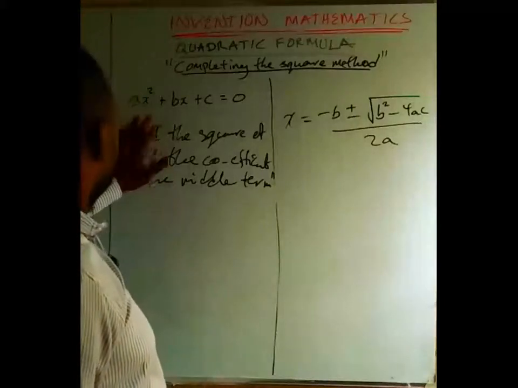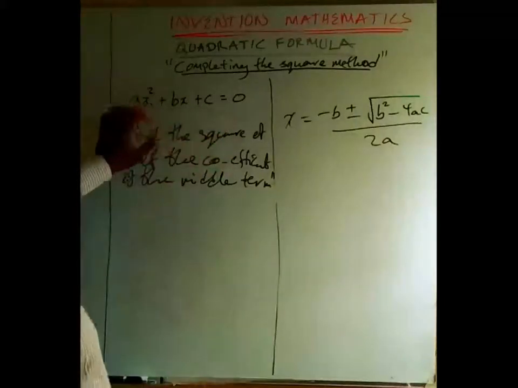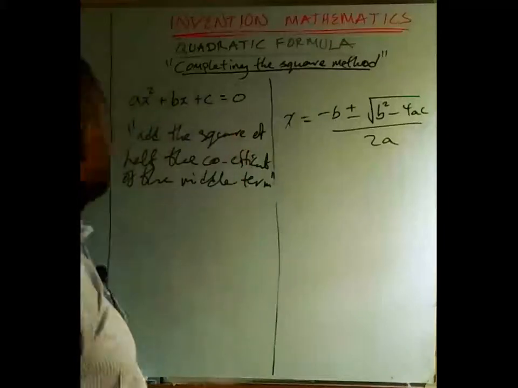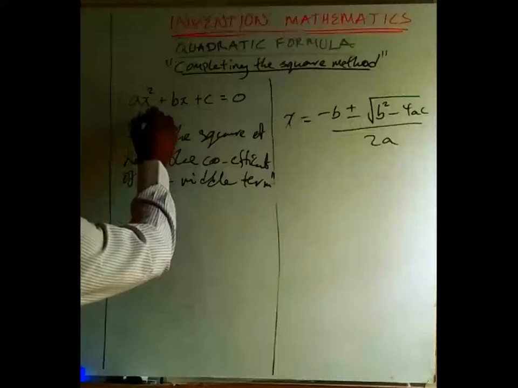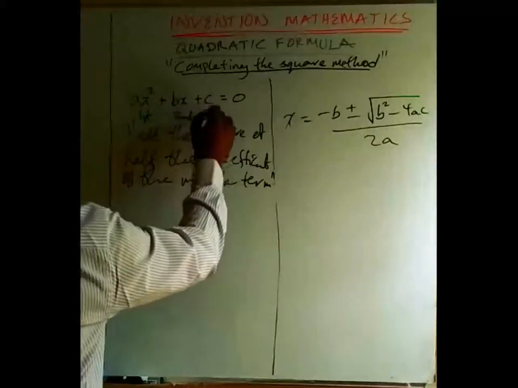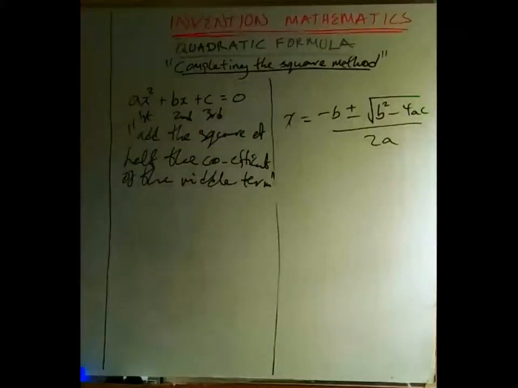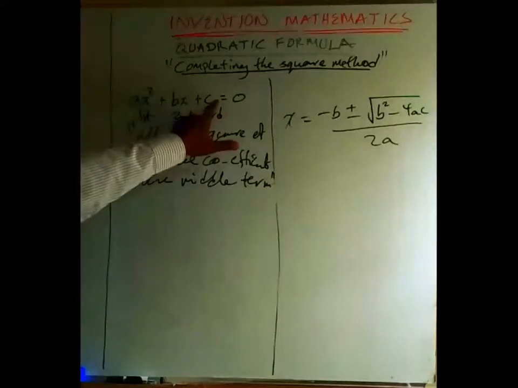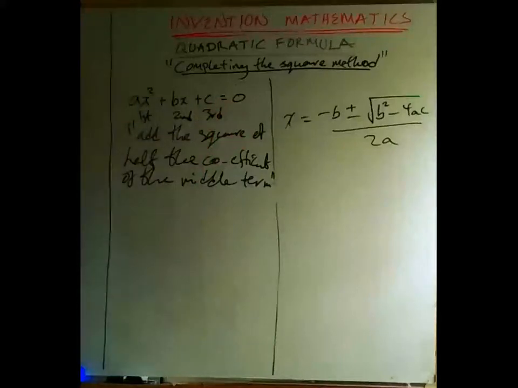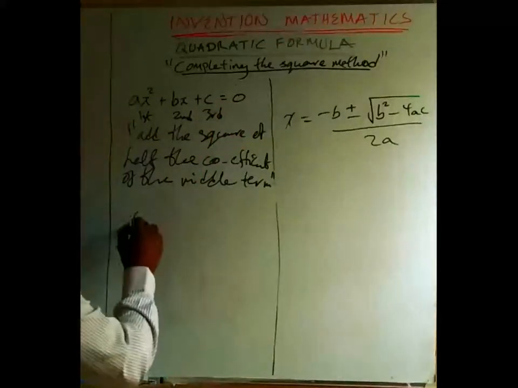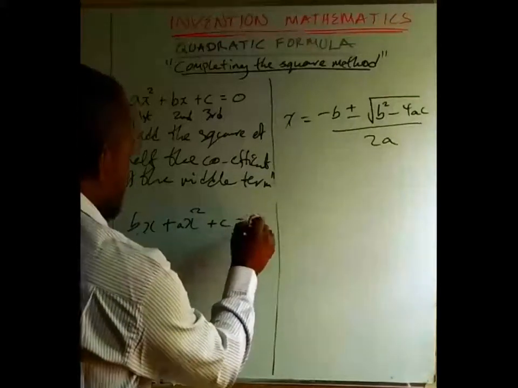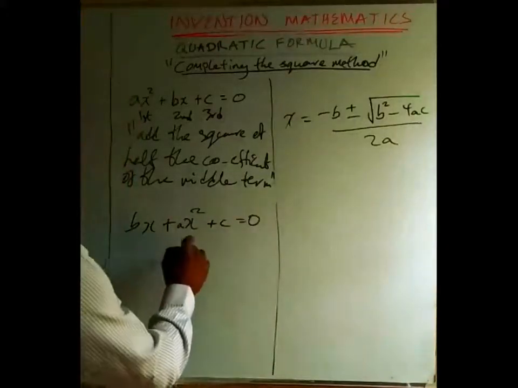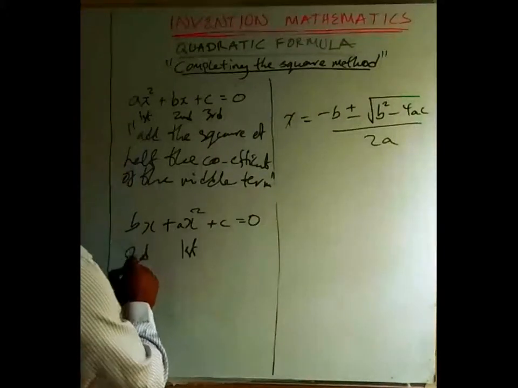So this is the basic quadratic equation: ax squared plus bx plus c equals 0. What we should know is that this is the first term, this is the second, and this is the third. x squared is the first term, x is the second term, and the third term is a constant c. So in whatever arrangement, this still remains first term, second, third.